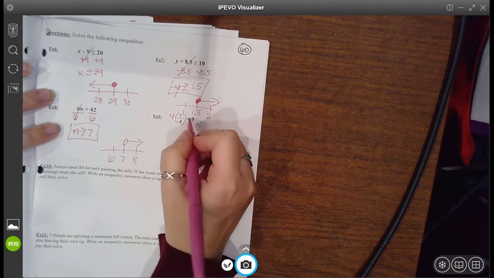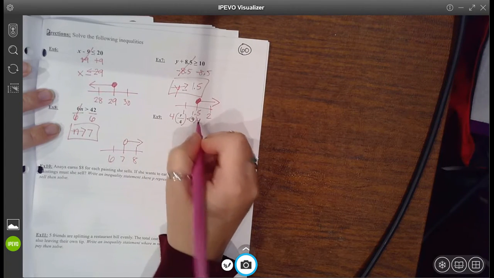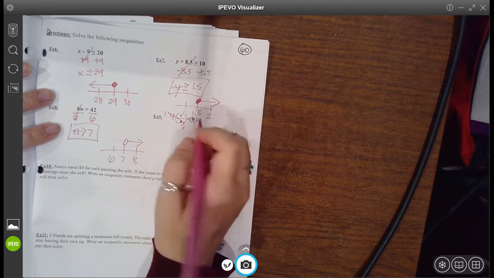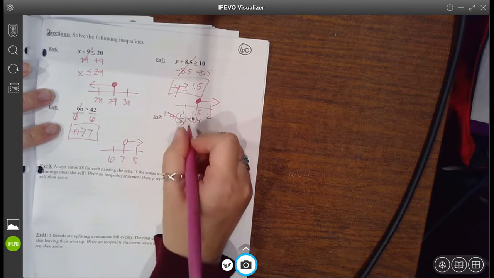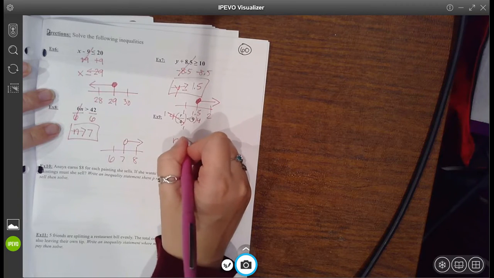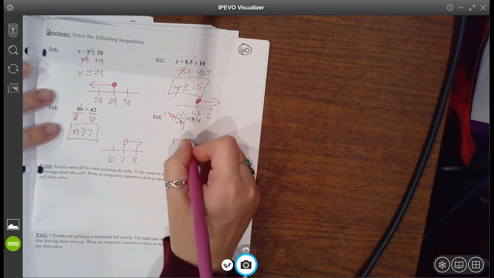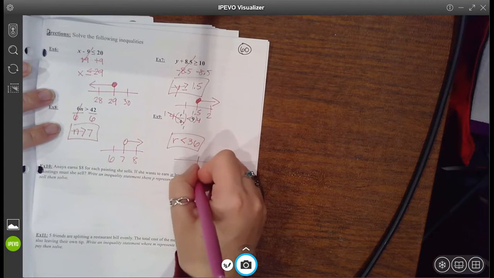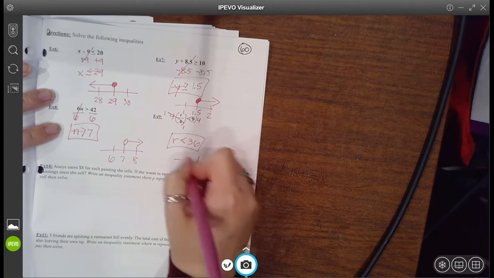I multiply by 4. Whatever you do to one side, you do to the other. I multiplied it by 4 so that those can cancel, become 1. And 1 times r is r. Bring down your inequality sign, and 9 times 4 is 36. Okay, so 36 is in the middle.